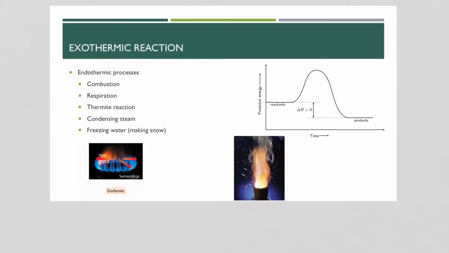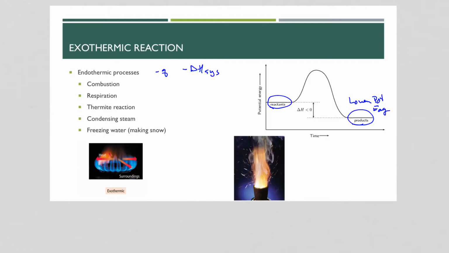Exothermic. These are, of course, just the opposite. And these are things that we're usually more familiar with. So exothermic reactions have a negative Q or a negative delta H of the system. So this means the system is losing energy. We're going from reactants that have a higher potential energy to products that have a lower potential energy. And that difference is given off to the surroundings. And that's what we measure here as the negative delta H or the negative Q.